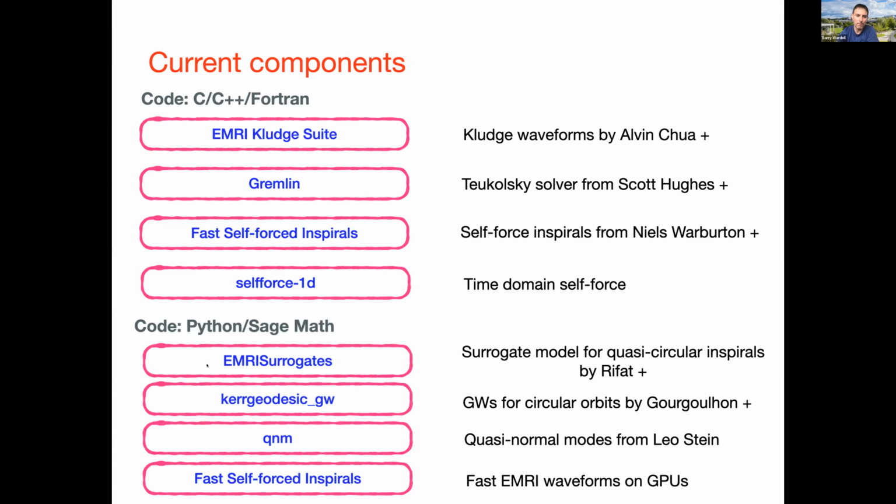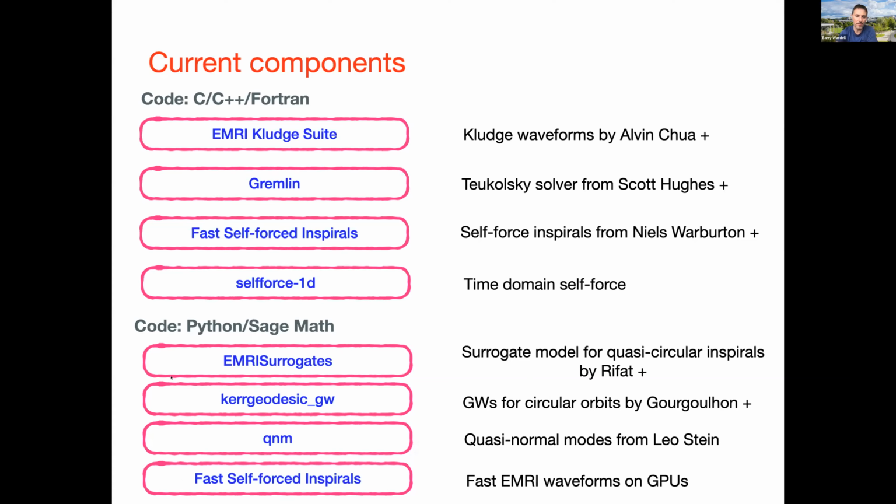We also have a number of Python or SageMath packages. So there's an EMRISurrogate package. This is a reduced order model for extreme mass ratio inspirals. There's a KerrGeodesics gravitational wave calculator. There's a quasi-normal mode package contributed by Leo Stein. It works very well, very robust. And one of the most recent ones is this fast self-force inspirals package. Niels will actually give you a bit of a flavor for this in his tutorial later.